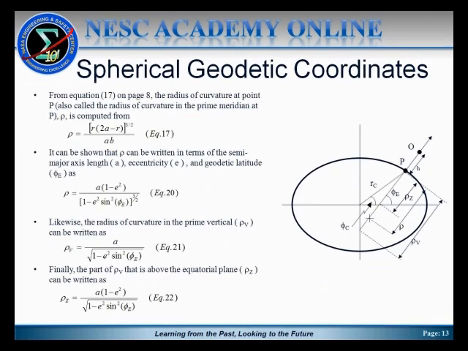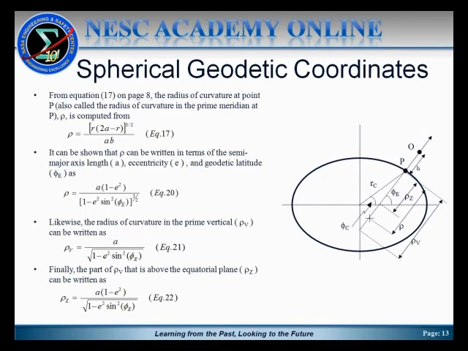Going back to an earlier slide where we showed an expression for the radius of curvature at any point on an ellipse, we just called that on a previous slide. We actually refer to that now as the radius of curvature in the prime meridian at P. And that rho is computed, as described earlier, as the quantity r times (2a minus r) to the 3/2 divided by ab, where in this case the r that we were talking about was the vector from the primary focus up to the point on the ellipse.